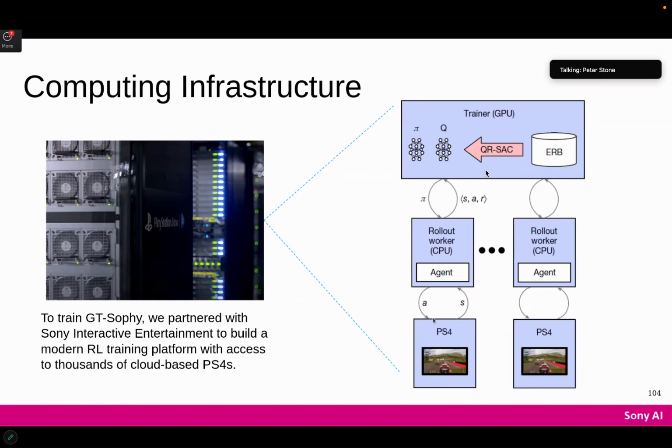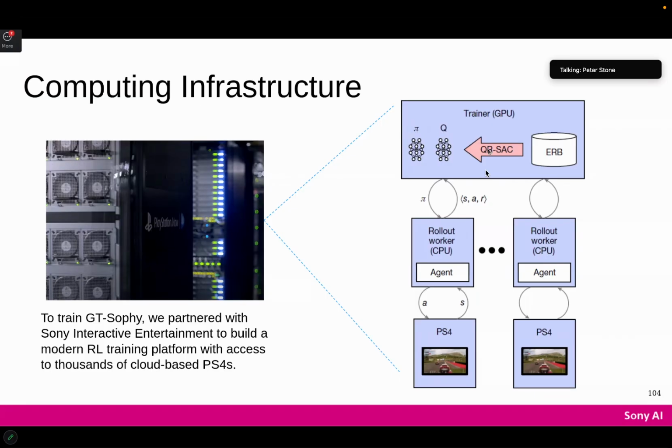We could use rollout workers that are getting lots of experience, state-action-reward tuples, which get passed into an experience replay buffer. And then we train an actor and a critic on GPUs. So the critic is a Q function. The actor is a policy. I'll tell some more details about that.